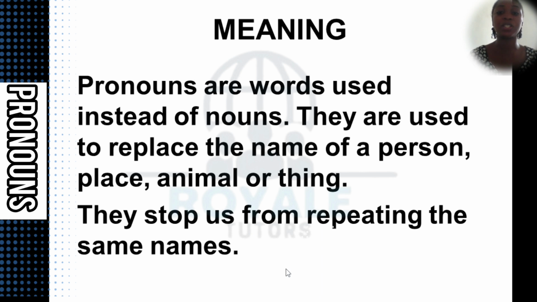Okay, and then one reason why we use pronouns is to stop us from repeating the same names. So when you have pronouns, you don't have to keep on mentioning or using the names of a person, place, animal, or things over and over again. Now we're going to look at an example to illustrate what I just said.